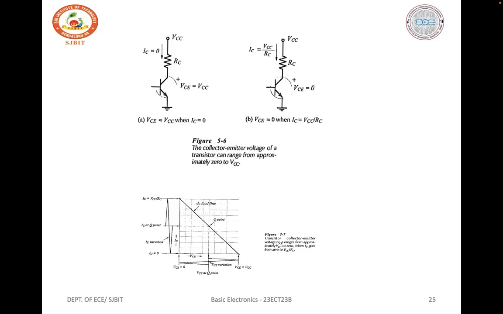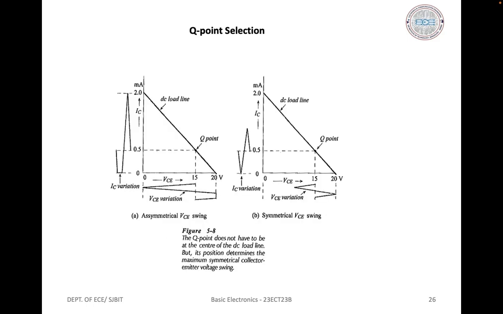So coming to the selection of the Q point, suppose that instead of being biased halfway along the load line, the transistor is biased at IC equal to 0.5 milliamperes and VCE equal to a value such that driving IC up takes VCE to 0. So, giving delta VCE equal to minus 15 volts. Reducing IC to 0 increases VCE to VCC, producing delta VCE equal to plus 5 volts.